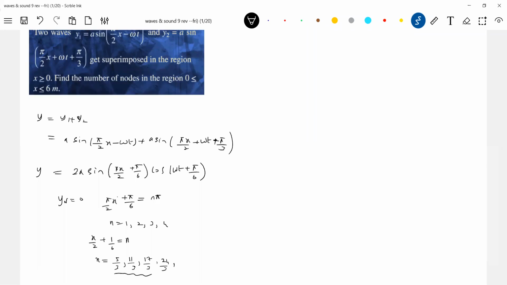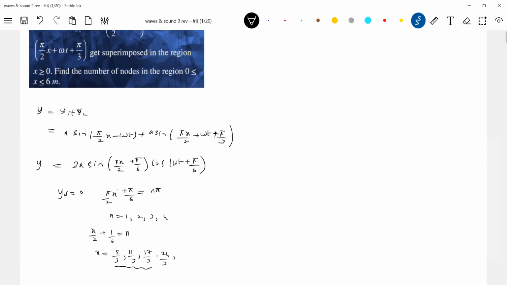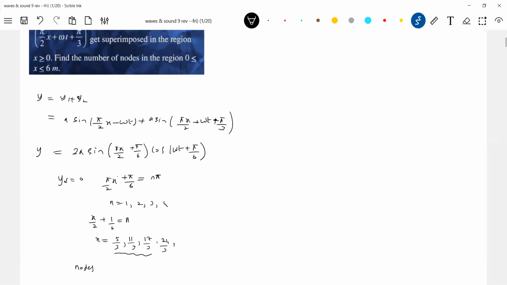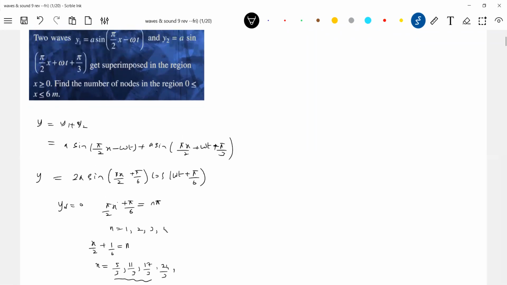So I need to go for higher value further. So the number of nodes in the region: three nodes will be located. And just be careful when some phase angle comes, you just proceed with the mathematics. Everything should be equated to n pi, because for displacement to be 0, this bracket term should be equal to n pi.